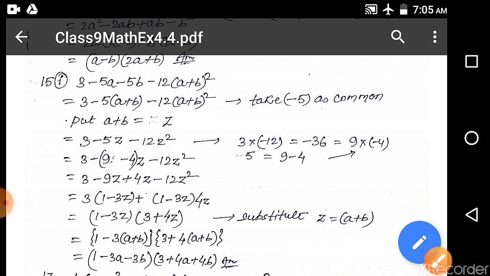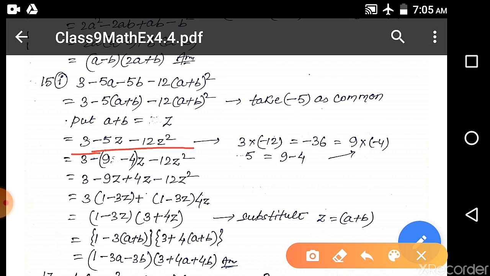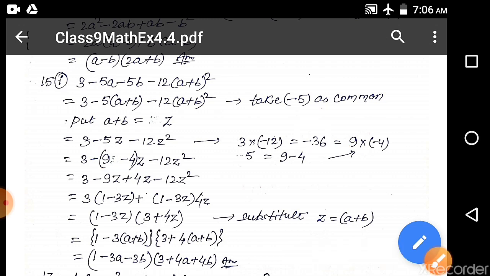Now you see this trinomial, and try to factorize this. Here the first term is 3 and the last term is minus 12. So 3 into minus 12 is minus 36, so negative. That means the middle term 5 is to be broken in such a way that the subtraction of two terms will get 5. See, 9 minus 4 is 5, and 9 into minus 4 is also minus 36. The product of the first and last term is the same. So we are okay with the splitting.